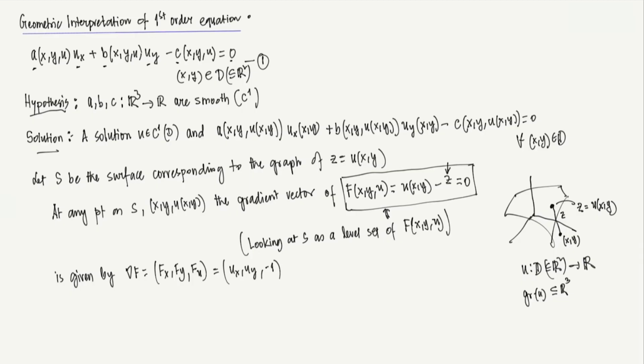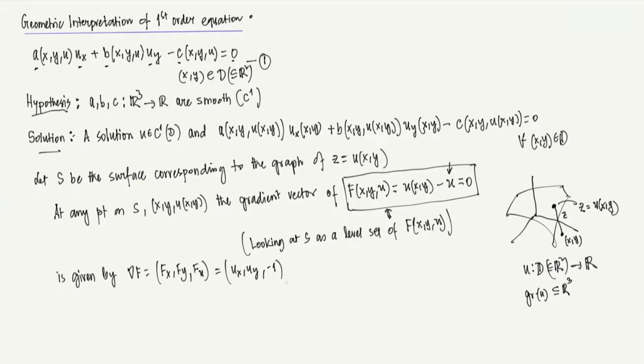This f is a function of x, y, z, so I should write, one second, there is a small notation mistake. I should write it as u, otherwise you may get confused, but you do realize z is actually u. So that is u_x, u_y, and minus 1. So you see, the thing is, what is this gradient?